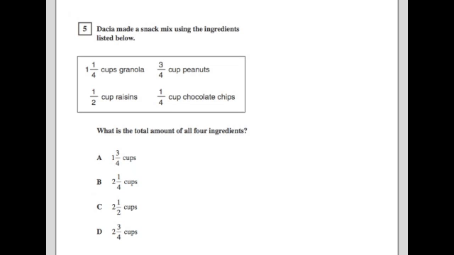All right, number 5. Dacia made a snack mix using the ingredients listed below. She used 1 1/4 cup granola, 3/4 cup peanut butter, 1/2 cup raisins, and 1/4 cup chocolate chips. What is the total amount of all 4 ingredients? And we have our choices down here. So looks like since it's asking for the total of all the ingredients, we've got to add them up. So let's go ahead and start writing those down. We've got 1 1/4 plus 3/4 cup peanut butter plus 1/2 cup raisins plus 1/4 cup chocolate chips.